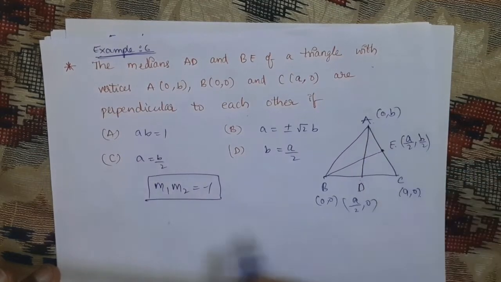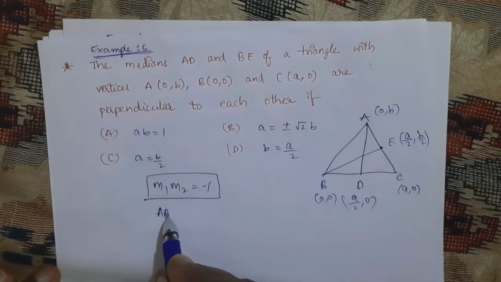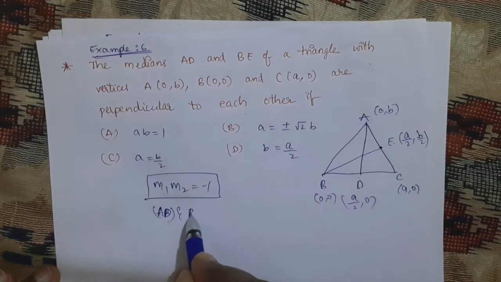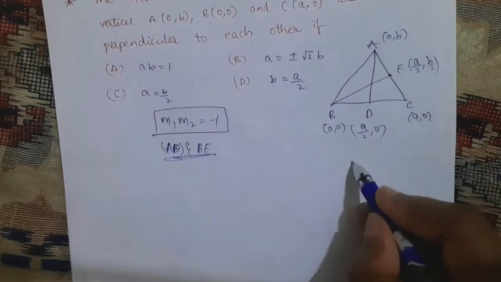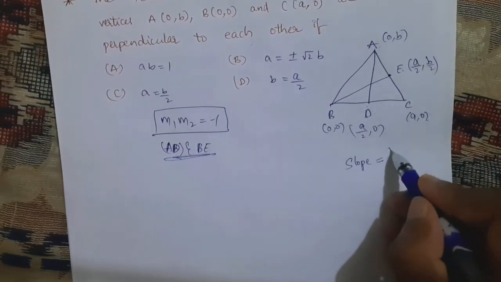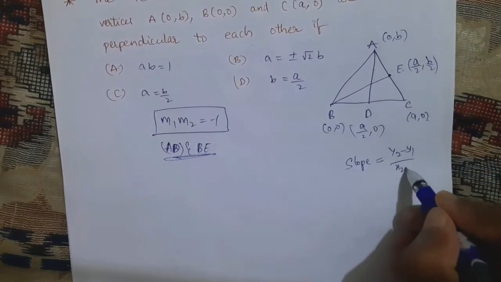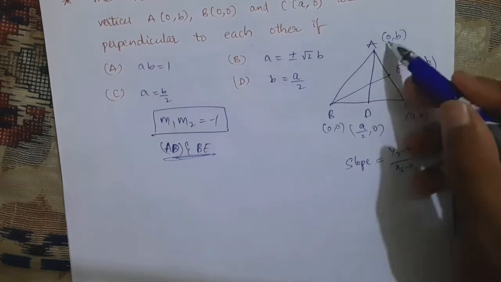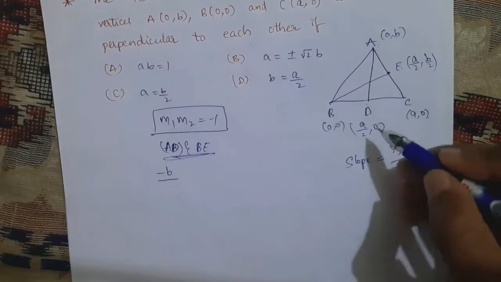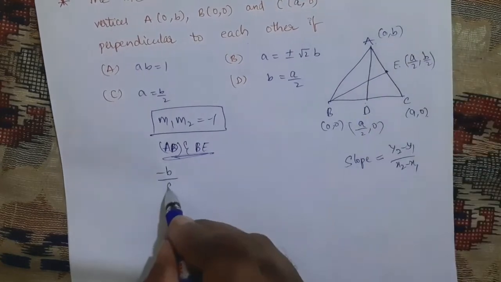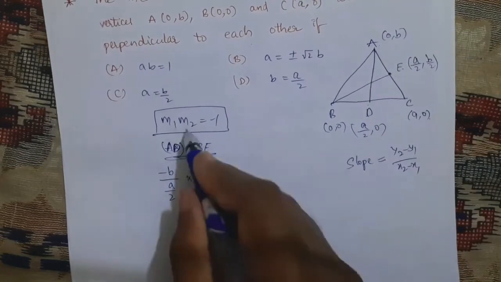So one line is AB, that means we need to take the slope of AD and BE. How to find the slope of AD? We know the slope formula. If we have two points, it is y2 minus y1 divided by x2 minus x1. So y2 minus y1, 0 minus b, is minus b, divided by x2 minus x1, a by 2 minus 0, is a by 2. This is m1.